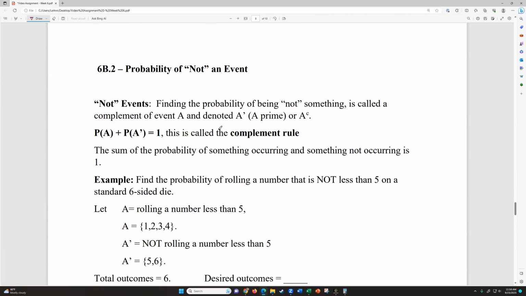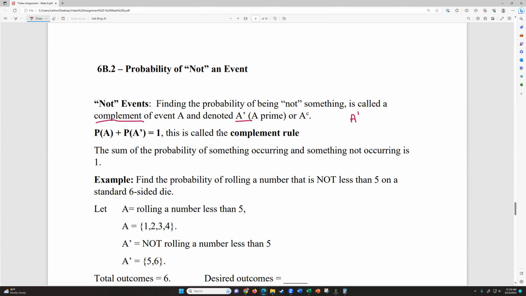All right, for 6B2, we're going to look at the probability of not an event. What does it mean to do the opposite of an event, essentially? So not events are finding the probability of not being something. It is called the complement. That's its math term of A, and we denote it as usually an A with a little apostrophe, but some books use A of C, like for complement. We will use the A prime, okay?